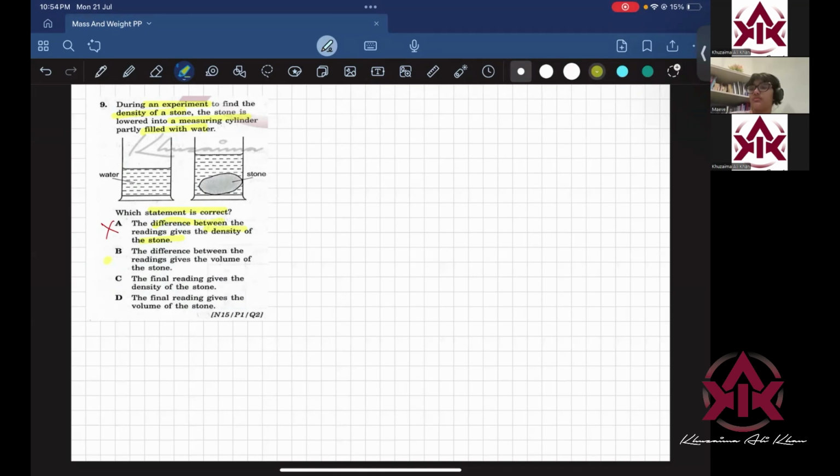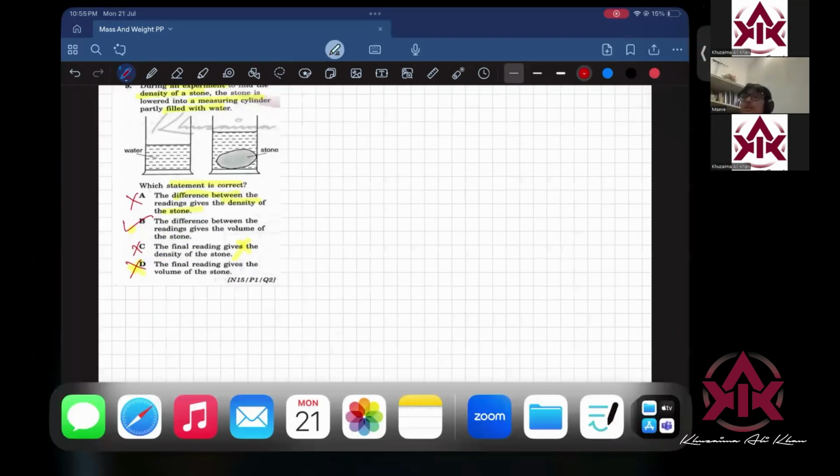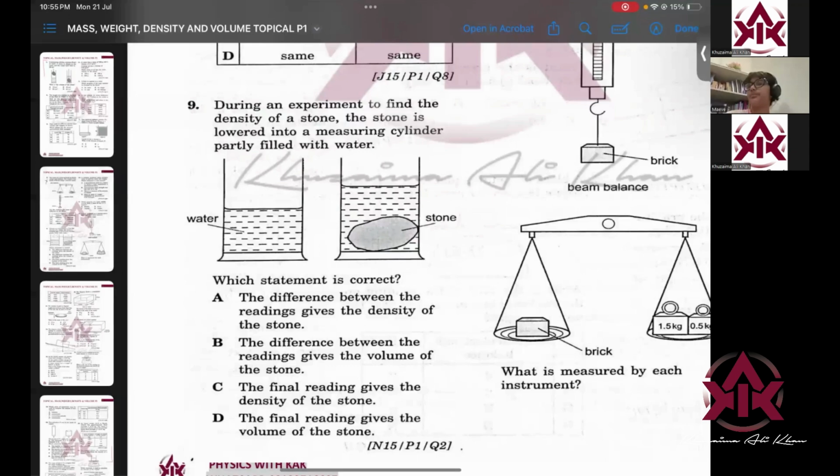Let's see option number C, just to make sure that we are correct. The final reading gives the density of the stone. That is absolutely wrong. So option number C is not your answer. Let's see option number D. The final reading gives you the volume of the stone. That is again wrong. The final reading gives you the volume of the stone plus the liquid here. So option number B is correct over here. That is the answer for question number 9. Make sense? Yeah. Okay, good.